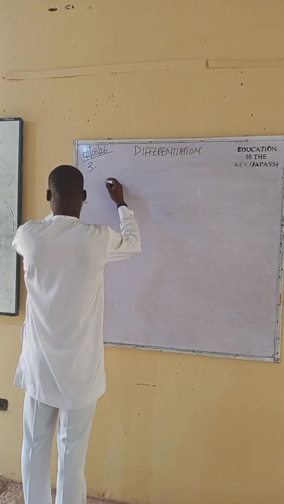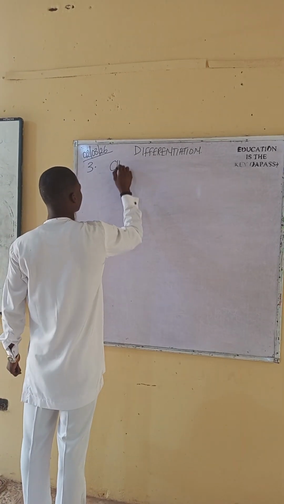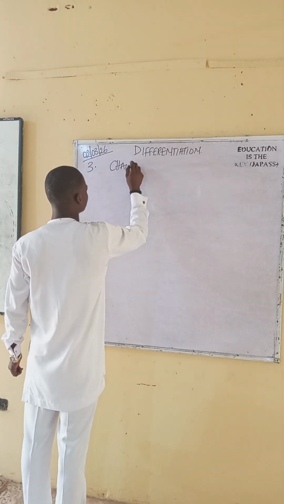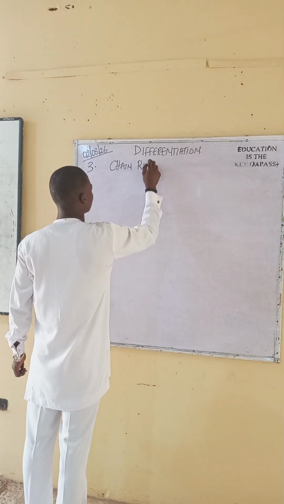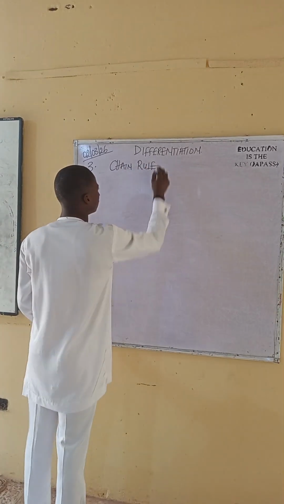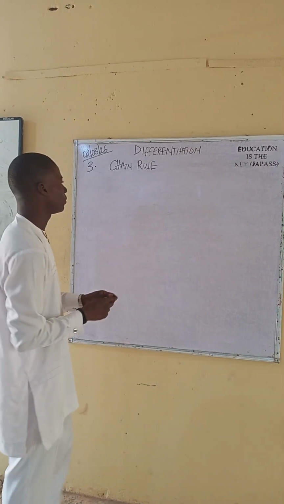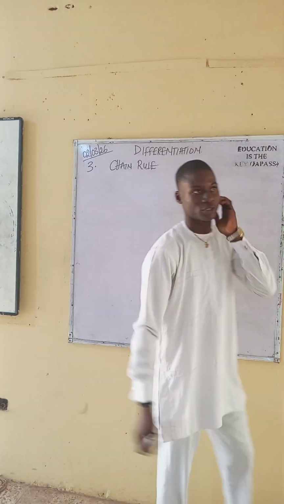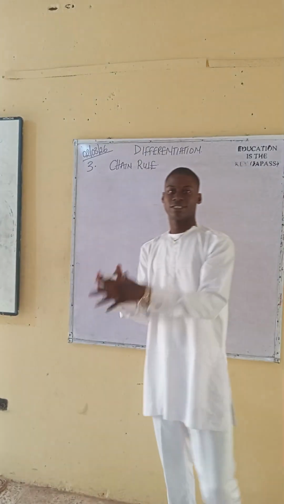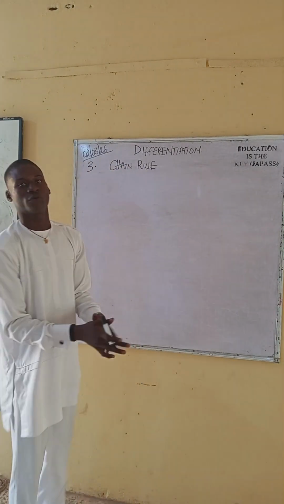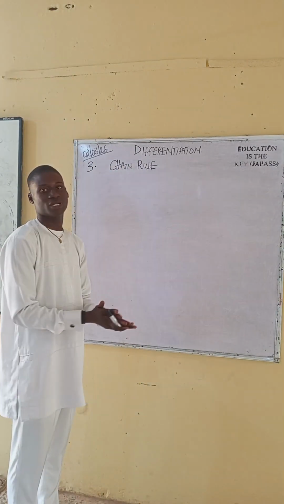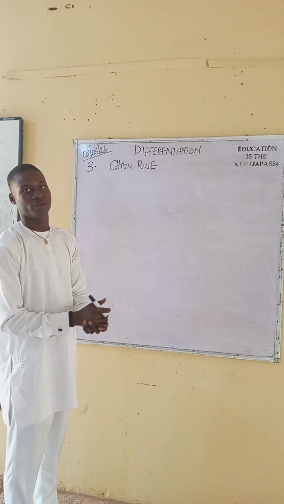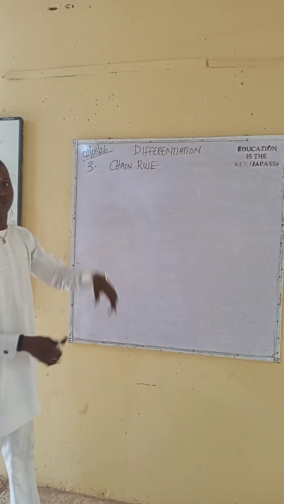The third method will be considering the chain rule. And what about this chain rule? Chain rule is also known as a function of a function. One thing about it is that it's mainly used to solve equations that have power. That's what it's mainly used to solve.